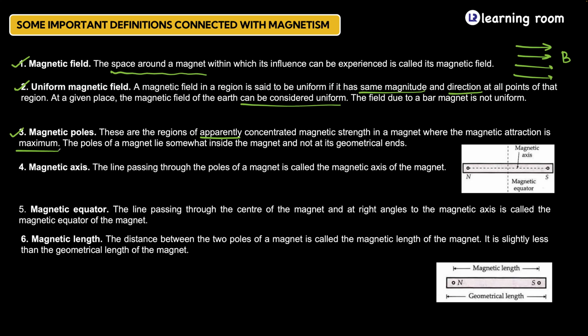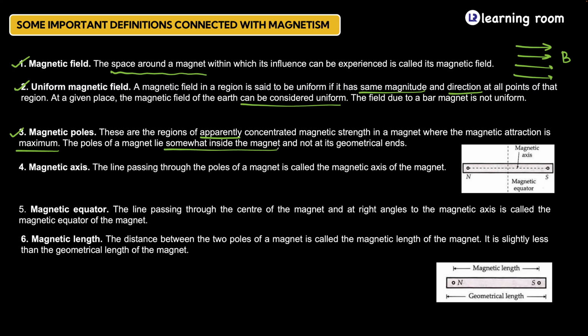And where do these poles generally lie? The poles of a magnet lie somewhat inside the magnet and they are not exactly at the geometrical ends. If you take this bar magnet, they are not exactly at the geometrical end. This is not considered to be north and this is not considered to be south. They lie slightly inside.